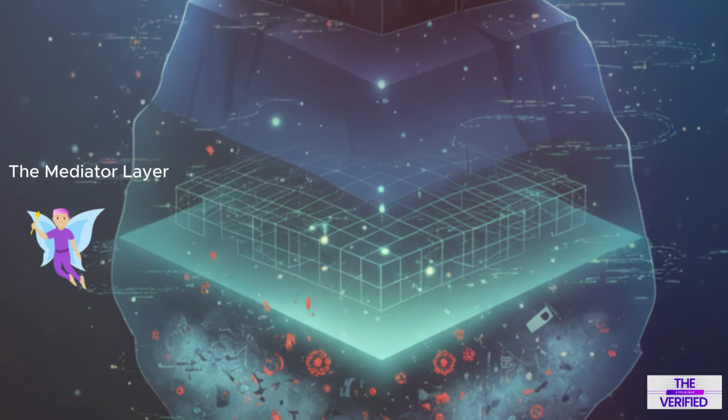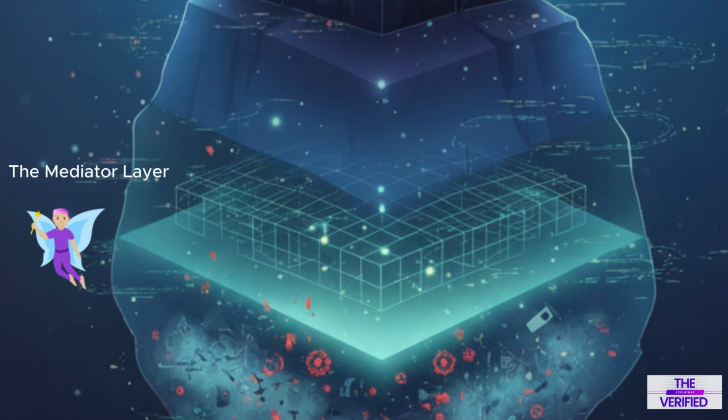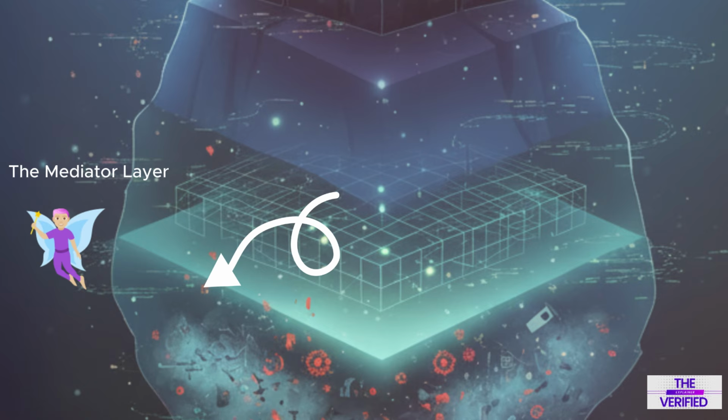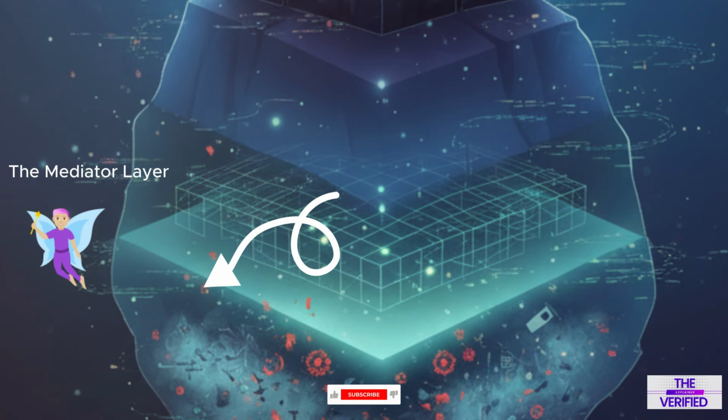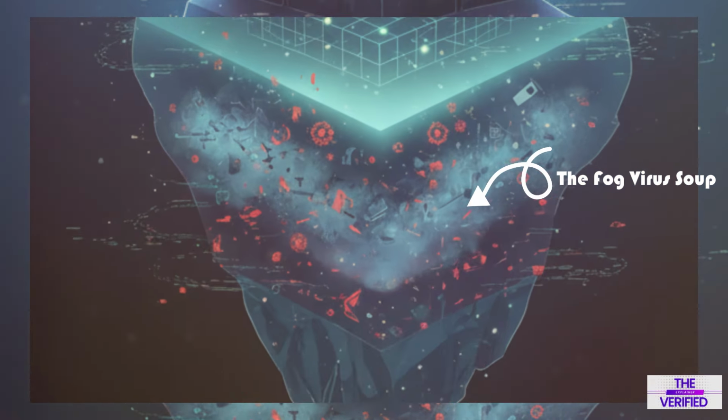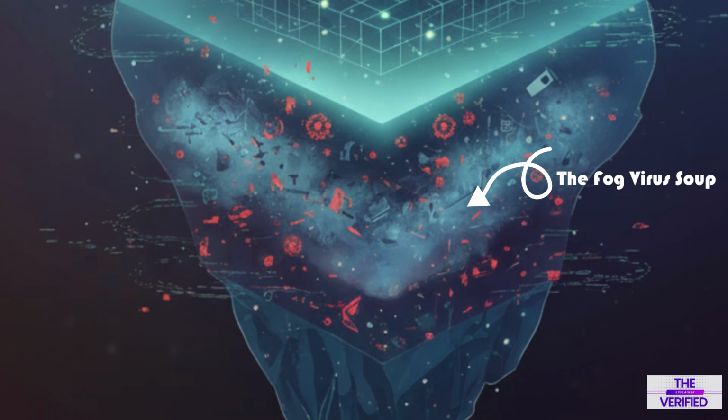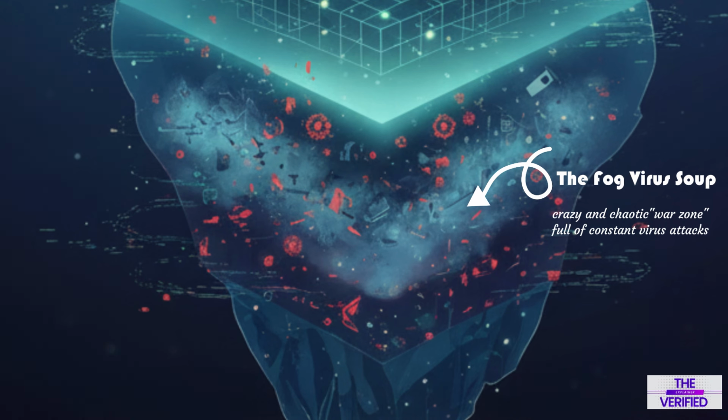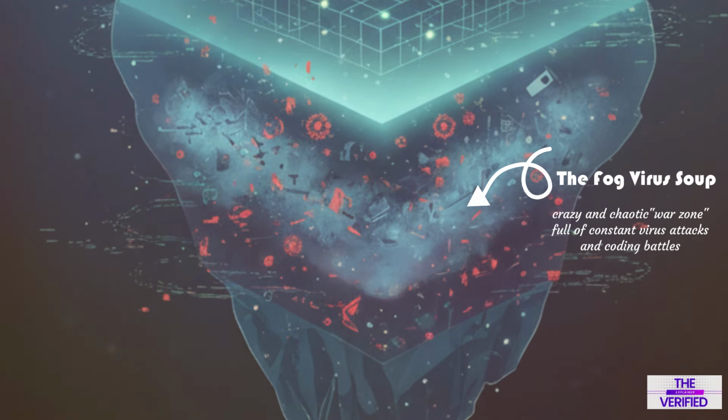The mediator layer. This is completely fictional. It was described as a bridge connecting the Marianas Web to even lower sections of the internet. This idea is simply part of the same false story and has zero technical foundation in reality. The fog. This is nothing more than an urban legend. It was portrayed as a crazy and chaotic war zone full of constant virus attacks and coding battles. This claim has never been verified.